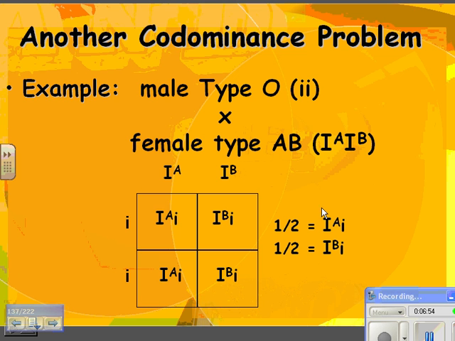So here's your genotypic ratio. So your genotypes are either AI, the A and the O allele, or the B and the O allele, or your phenotype would be type A blood or type B blood.